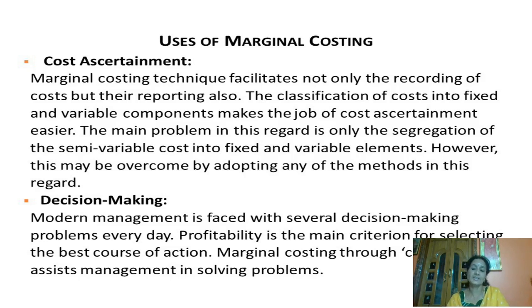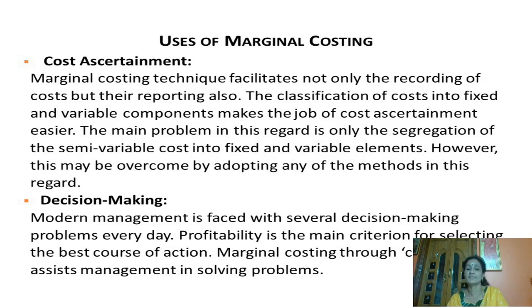So this can be segregated, but for certain costs it becomes very difficult to segregate fixed and variable. However, this may be overcome by adopting any one of the methods in this regard. Then decision making also. When we discussed marginal costing, I had told you how useful it is for decision making also. Again, it is repeated here.